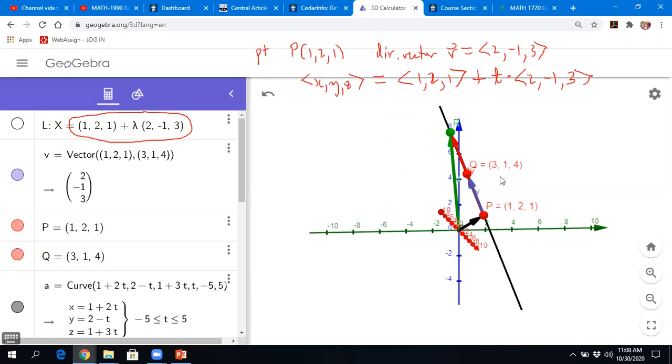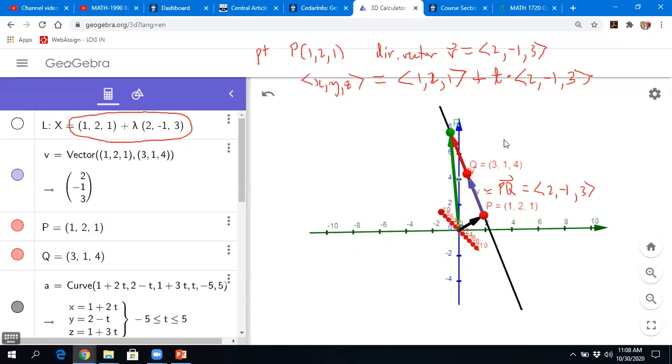Okay. How much movement is there in the X direction? Well, 2 units. How much movement in the Y direction? -1 units in going from P to Q. And how much movement in the Z direction? Well, 3 units. So V is equal to, right, this V right here is equal to the directed line segment from P to Q, which is 2, -1, 3. There's my direction vector right there.